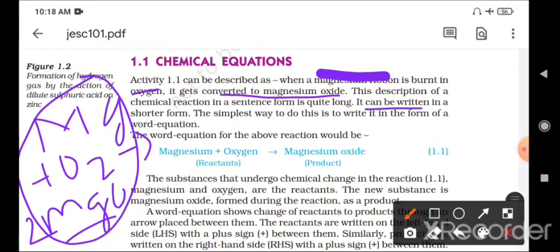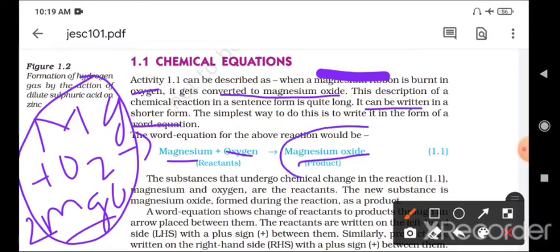The simplest way to do this is to write in the form of a word equation. They will write in the form of a word equation like magnesium plus oxygen gives magnesium oxide. They will not write chemical equations, but they will write a word equation, that is, magnesium plus oxygen gives magnesium oxide.